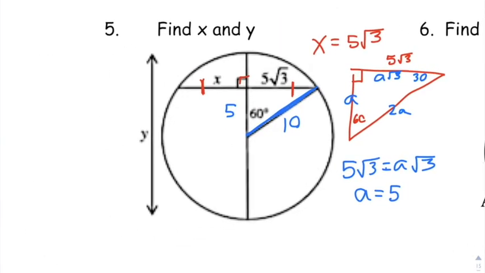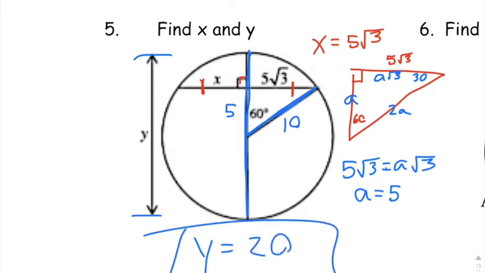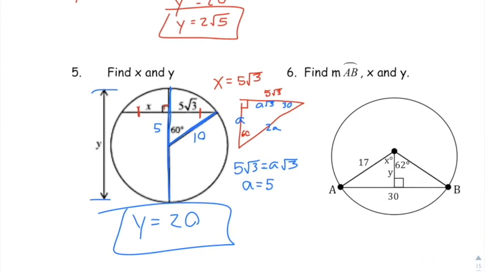Alright, now if a radius is 10 and we're trying to find the diameter, well then it's just double that. So y equals 20 for that. So that one a little bit different there.